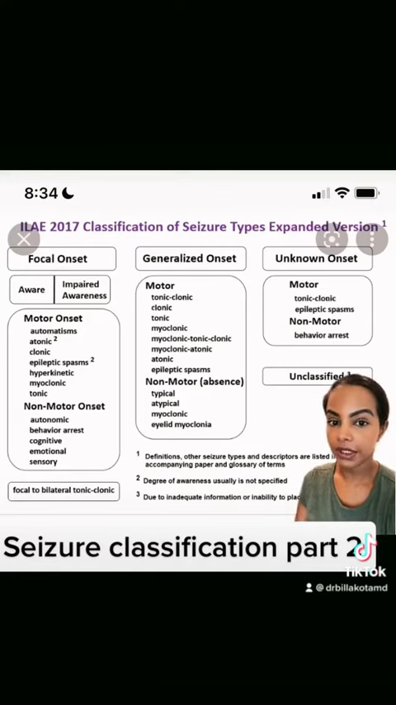And lastly, you have unknown onset, where you just don't know where the seizures are coming from. A lot of people this does apply to, unfortunately, but this is further divided into motor and non-motor. Obviously, this is super complicated.